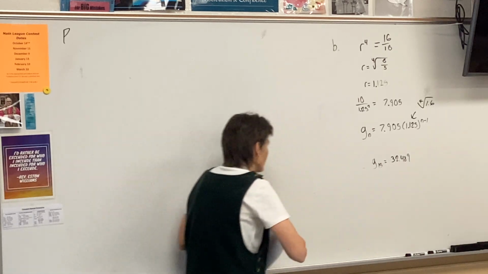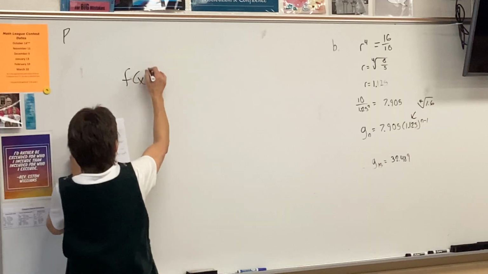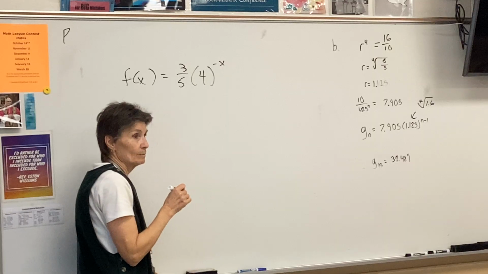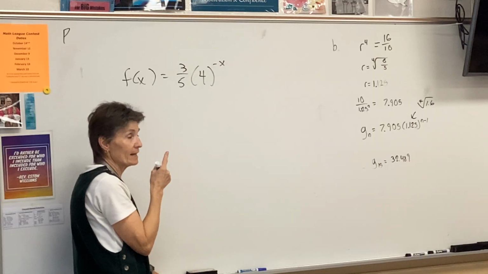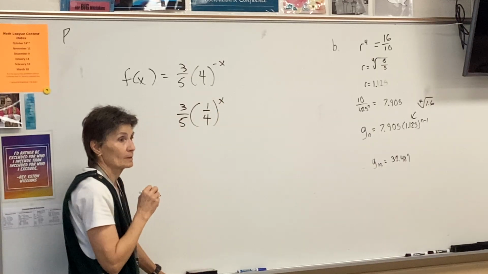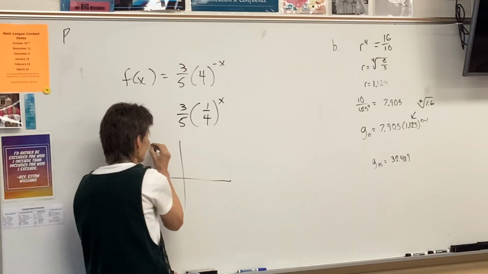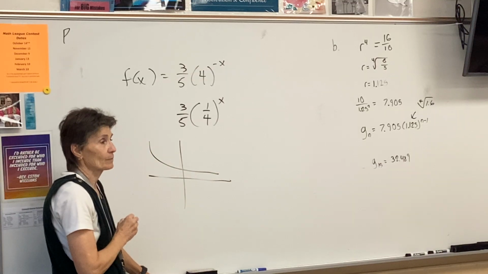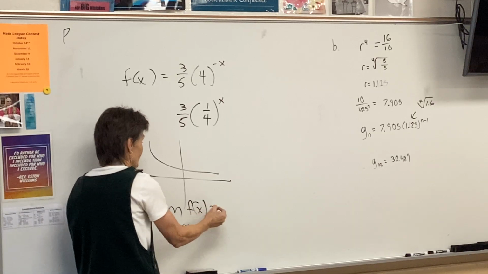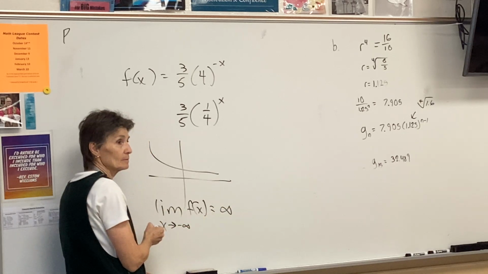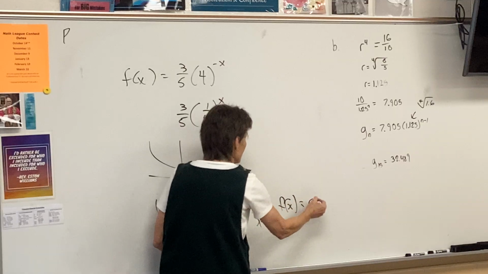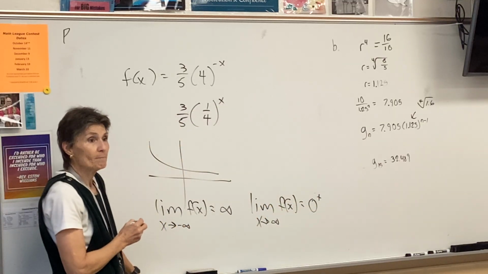What does this thing look like? We better take care of that negative, right? So this is 3/5, 1/4 to the x. So isn't that just going to be a regular decay? So the limit on the left is infinity, and the limit on the right is 0 from the top.